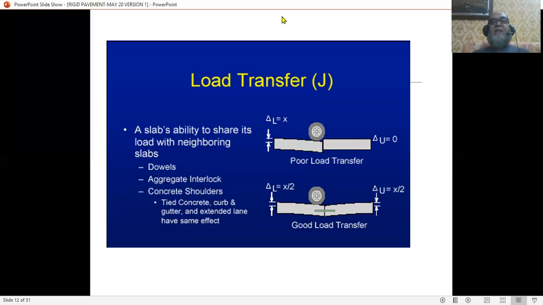Another parameter that is required is the load transfer coefficient. This load transfer coefficient is a slab's ability to share its loading with a neighboring slab. As you can see, what would happen if there is no dowel in between these two slabs. This is a longitudinal section. If the vehicle is moving in this direction, this slab will deform and this will remain in place. And once the wheel moves to this position, this slab will go down. So in order to have uniformity in the load transfer, we use this connection. This is what we call a dowel joint. It can also come from aggregate interlock; tied concrete shoulders and extended lean concrete have the same effect.